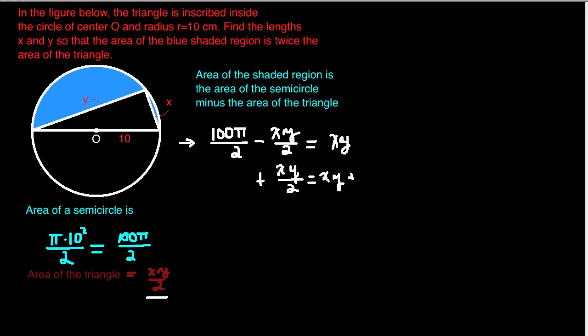Let me write that a little bit differently than I started out here. So I'm just going to add xy over 2 on this side. When I do that here, what I get is 100 pi over 2. When we add this to this right here, that adds up to zero. So we get 100 pi over 2 is equal to what we have over here, xy over 2 plus xy over 2. That's 3xy over 2.